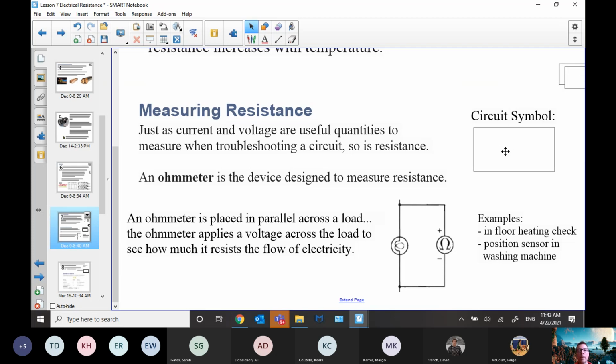Resistance is measured with an ohm meter. Remember the value you're measuring is ohms, so they call it an ohm meter, and it has the omega symbol. So I've used an ohm meter lots and lots of times.